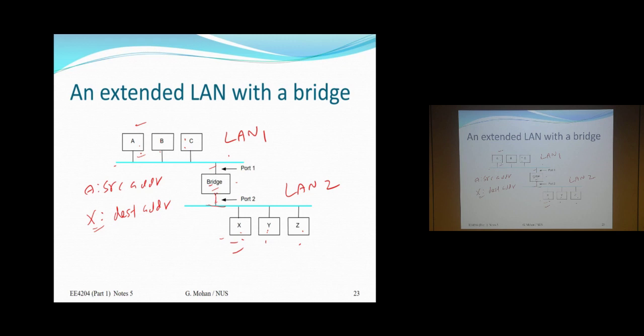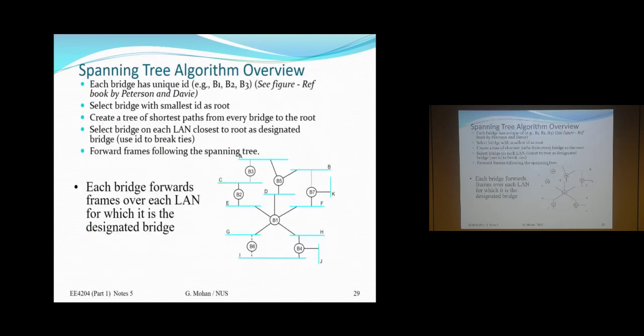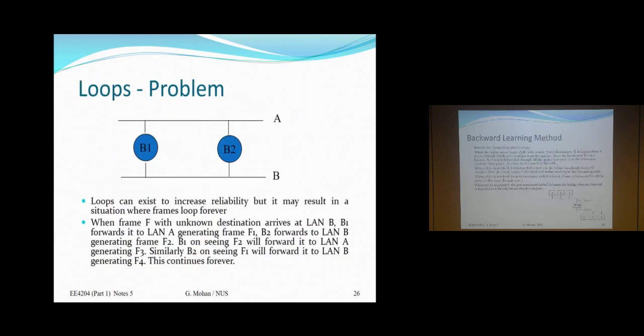Okay, the complete information should be given. Or if you look at a more complex example, let's say something like this. There are many switches or bridges connected. All these blue color lines are the local area networks, A, B, C, D, etc. So for example, let's say A wants to send a frame to J, then A has to tell, okay, this frame will be forwarded through, for example, B5, B1, B4 before reaching J. So that complete information should be given at the source. Then it is called source routing bridge.